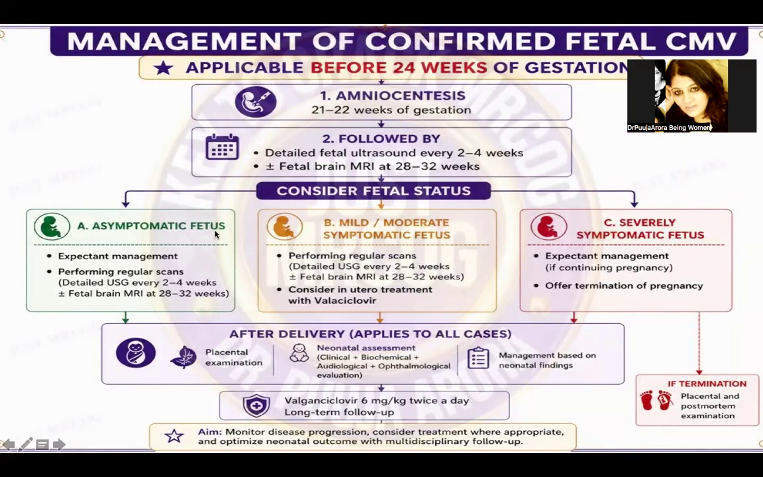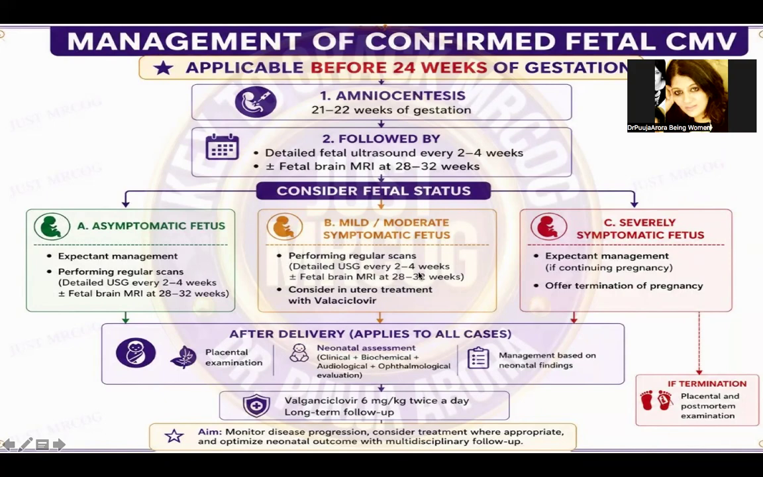If baby is showing no sign of abnormality, like no effect of fetal CMV physically appearing on baby's ultrasound, then what we are going to do? Expected management, then performing regular scan, that is 2 to 4 weeks and 28 to 32 weeks. It's going to be same. But if baby is showing some mild or moderate symptoms of CMV, then what we are going to do? Surveillance is going to be same.